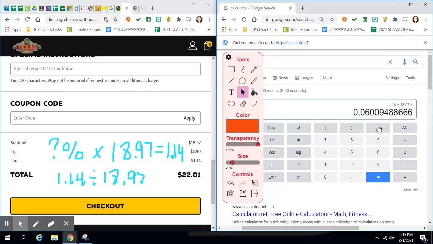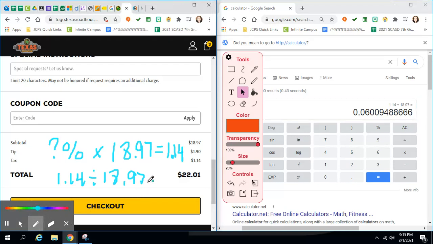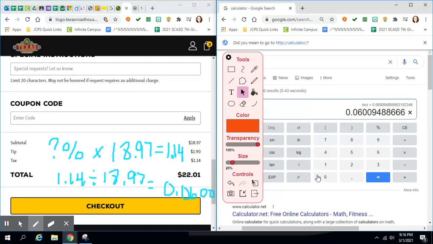And I get, okay, so here's what I get. And again, I know that this is equal to 0.06000000, right? So this is a decimal version of percent. So if I want the percent, I actually have to take that number and multiply it by 100. And that gives me a 6% tax, right? So I know that that was a 6% tax added on the $1.14. Okay.